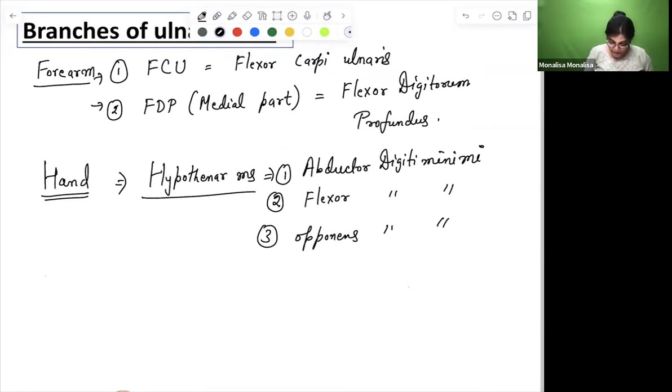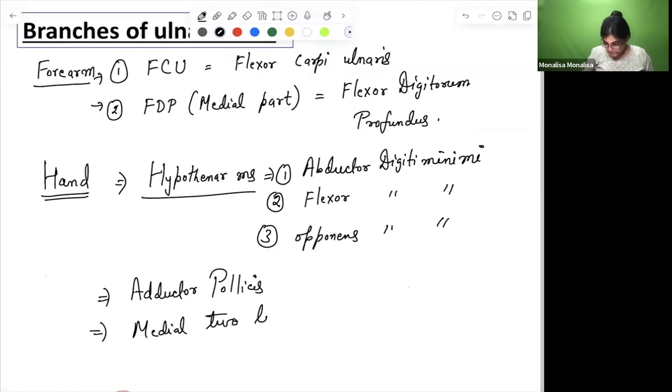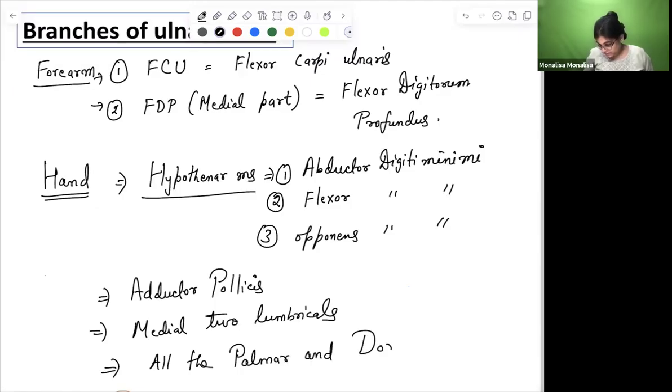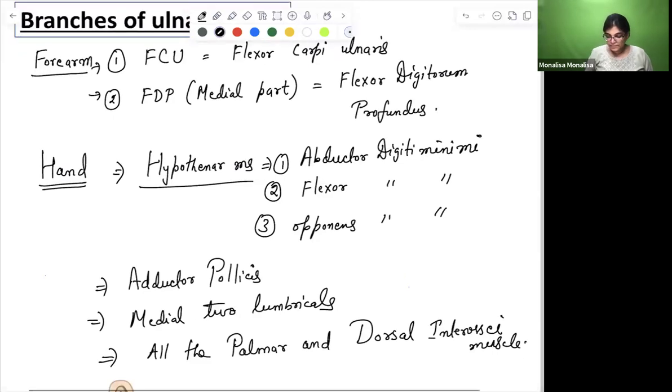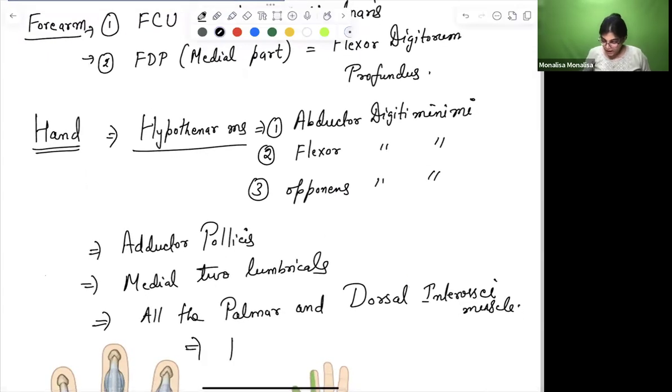Other muscles of the hand: adductor pollicis is also innervated. Also the medial two lumbricals. Also all the palmar and dorsal interossei muscles. And also the palmaris brevis muscle.